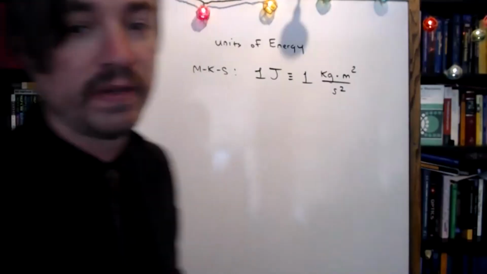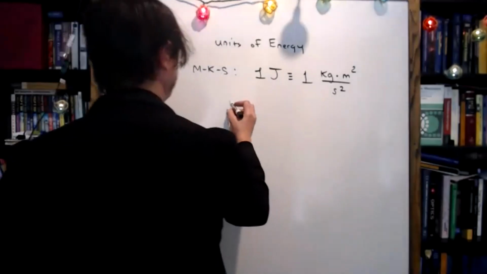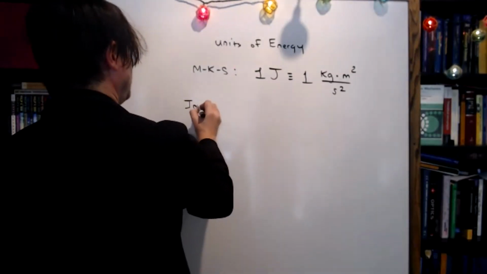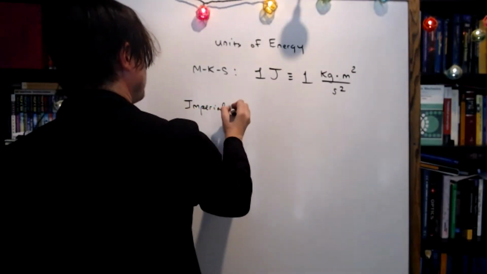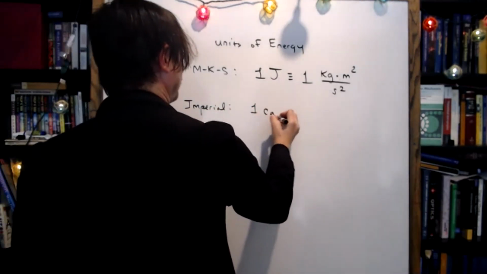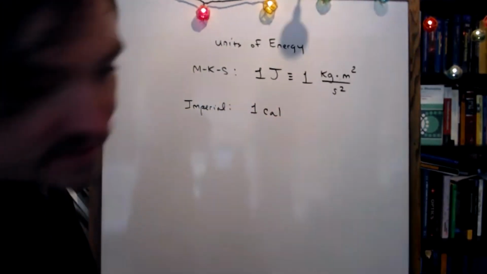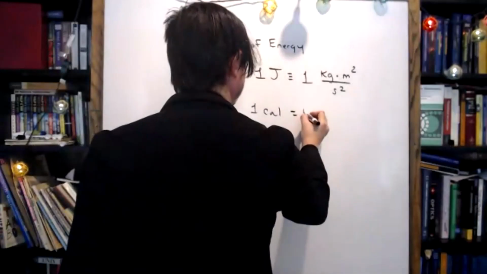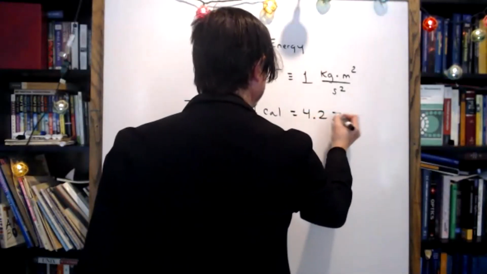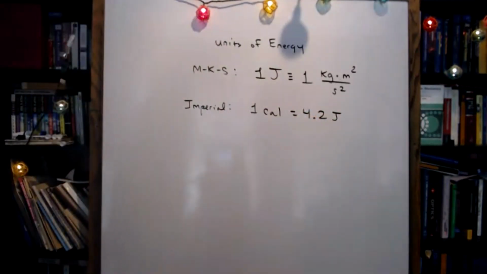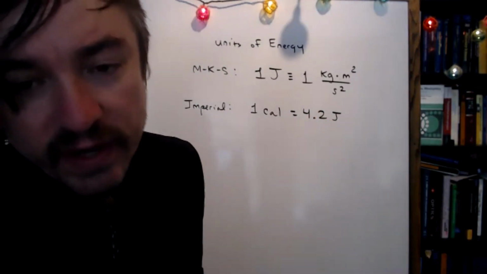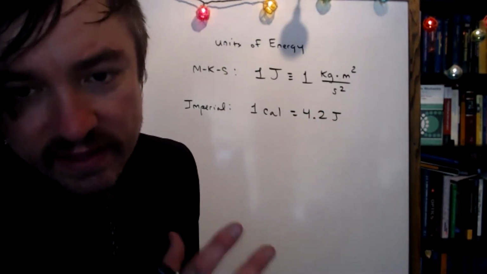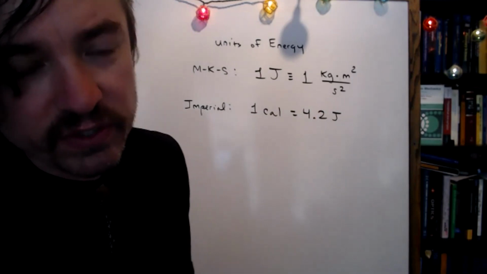Have you ever heard of calories before? The calorie is a unit of energy. We can talk about this. In the imperial system of units, 1 calorie with a lowercase c is equivalent to 4.2 joules. Therefore, a calorie is actually similar in scale, in scope, to a joule.